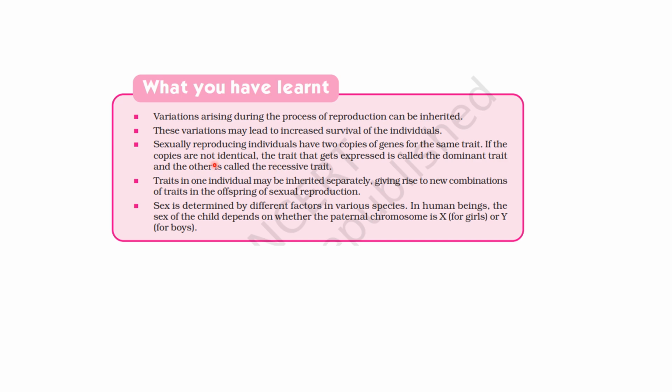So sexually reproducing individuals have two copies of genes for the same trait. Okay. If the copies are not identical, the trait that gets expressed is called the dominant trait and the other is called the recessive trait. Okay. Traits in an individual may be inherited separately, giving rise to new combinations of traits in the offspring.